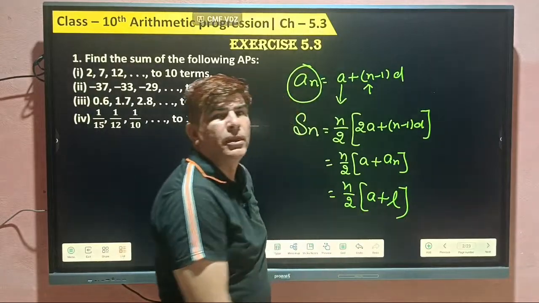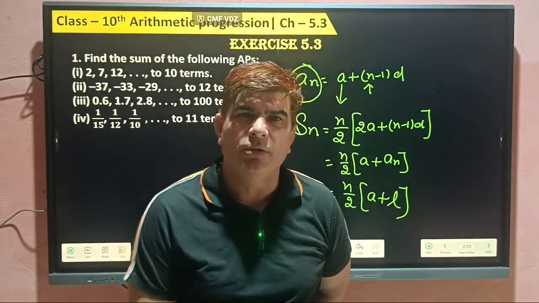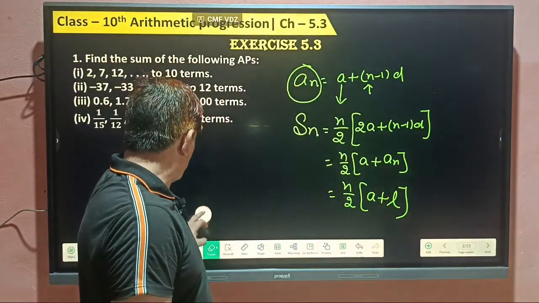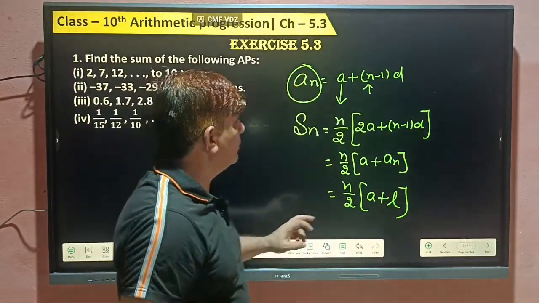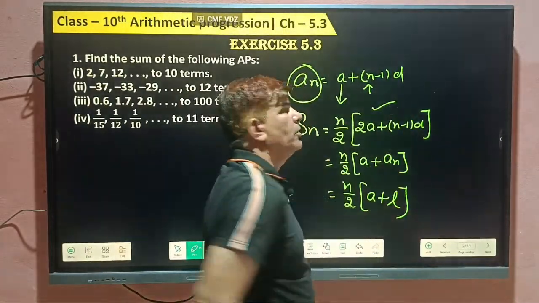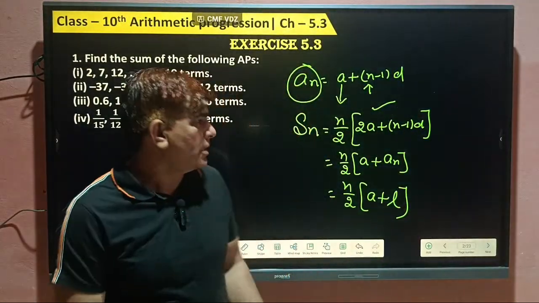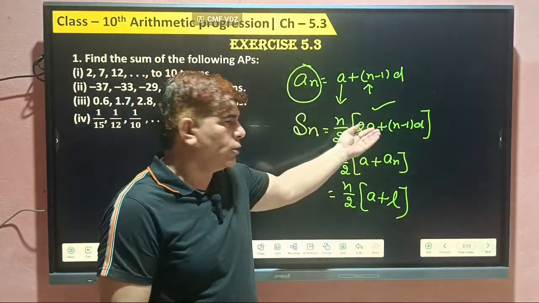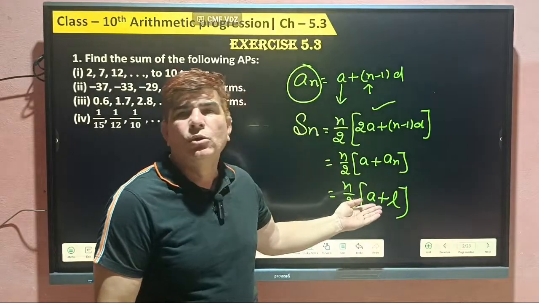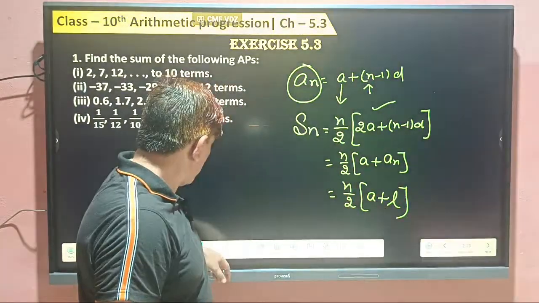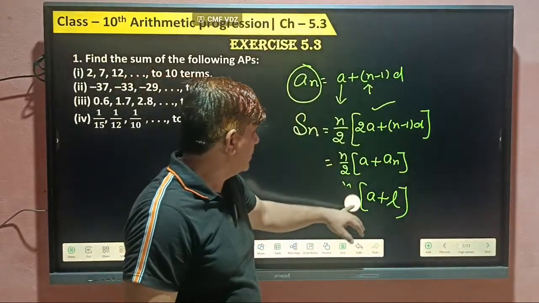When number of terms, first term and last term are given, and common difference is not given, we use that formula. When common difference is given, then we will apply this formula. So in this exercise, we will use these formulas. Some questions are related to this, some to that. We can solve all of them easily, one by one.